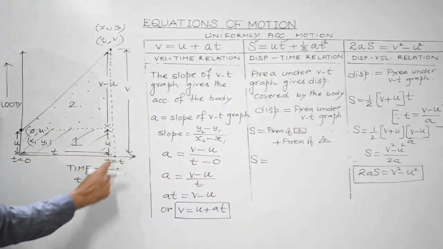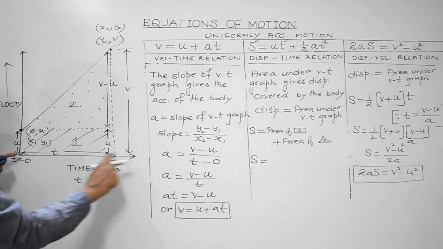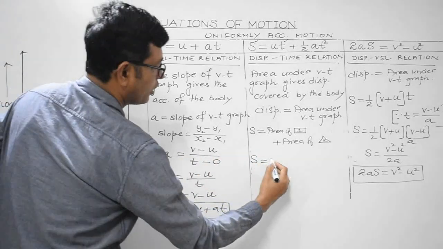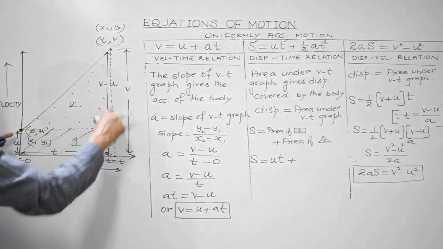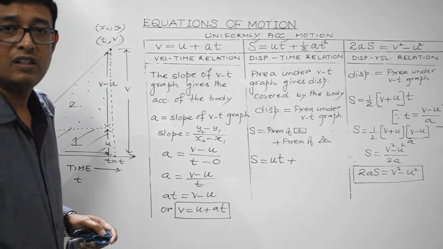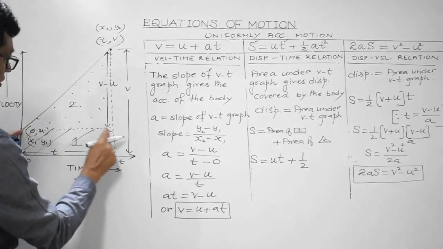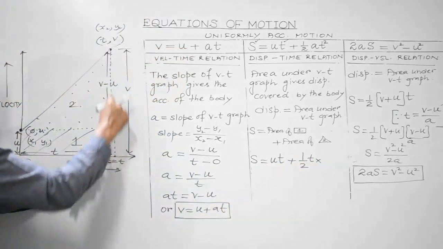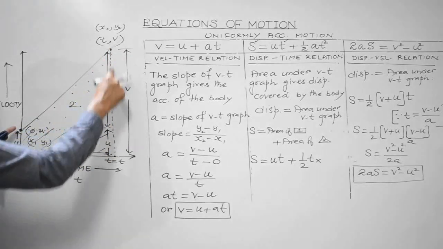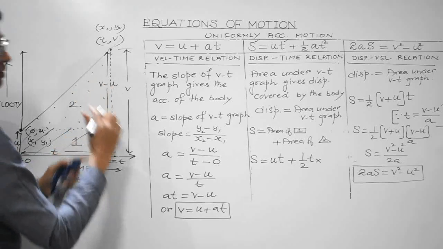Look, area of the rectangle, its length into breadth, so length is t and breadth is u, so you get u into t, plus area of triangle, this is the triangle, its area is half base into height, half base, that is t units, into height, this is the height. So half base into height is v minus u units.